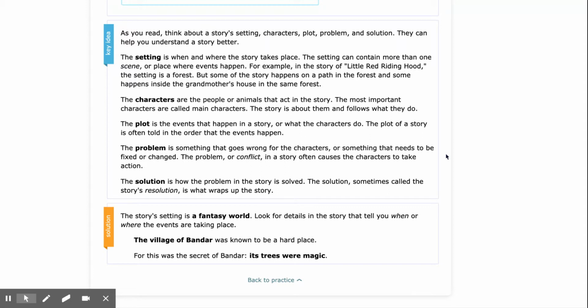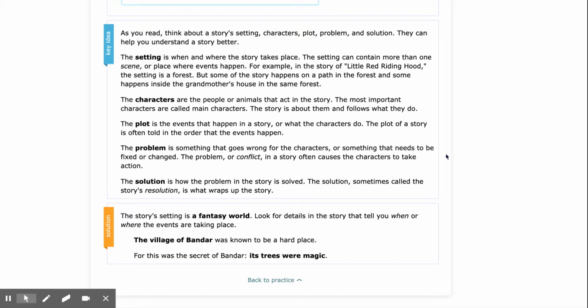The plot is the events that happen in a story, or what the characters do. The plot of a story is often told in the order that the events happen. The problem is something that goes wrong for the characters, or something that needs to be fixed or changed. The problem or conflict in a story often causes the characters to take action.